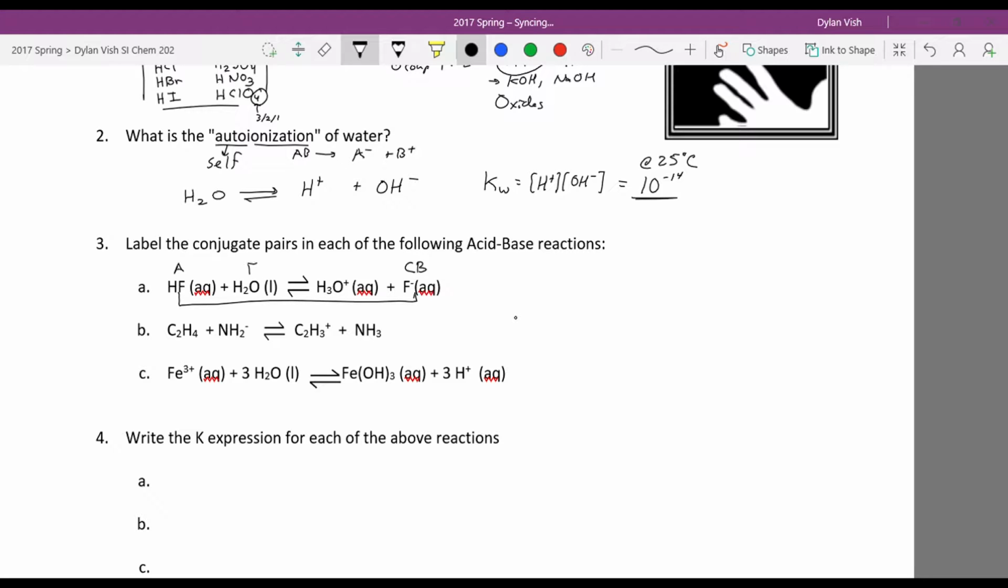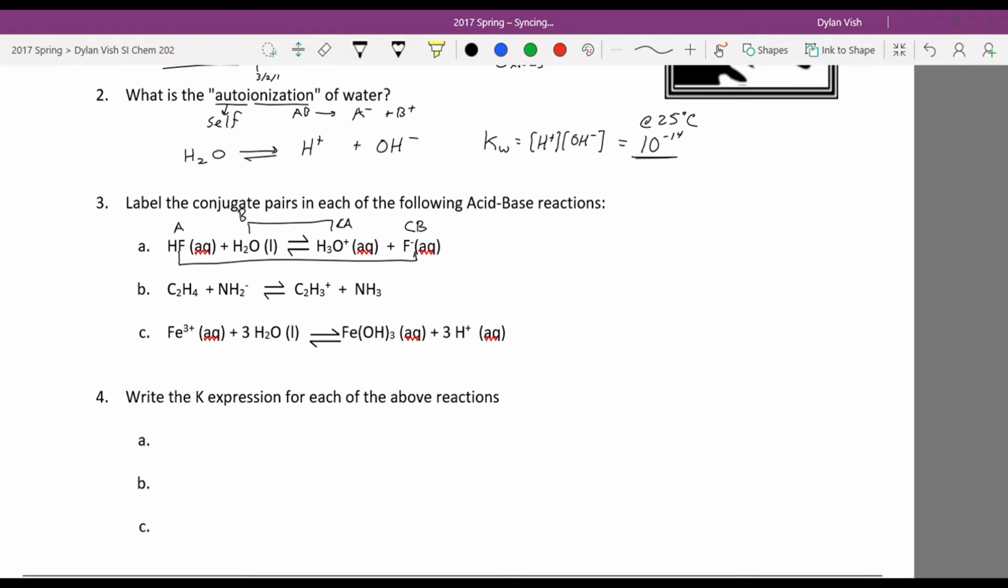And therefore, that implies that these guys are conjugates as well. That makes this one the base, and this one the conjugate acid. But again, we'll go into the conjugate acid and base a little bit later. So in this next case, C2H4 doesn't look like a typical acid or base that we've seen, but for the sake of this problem, let's imagine it is.